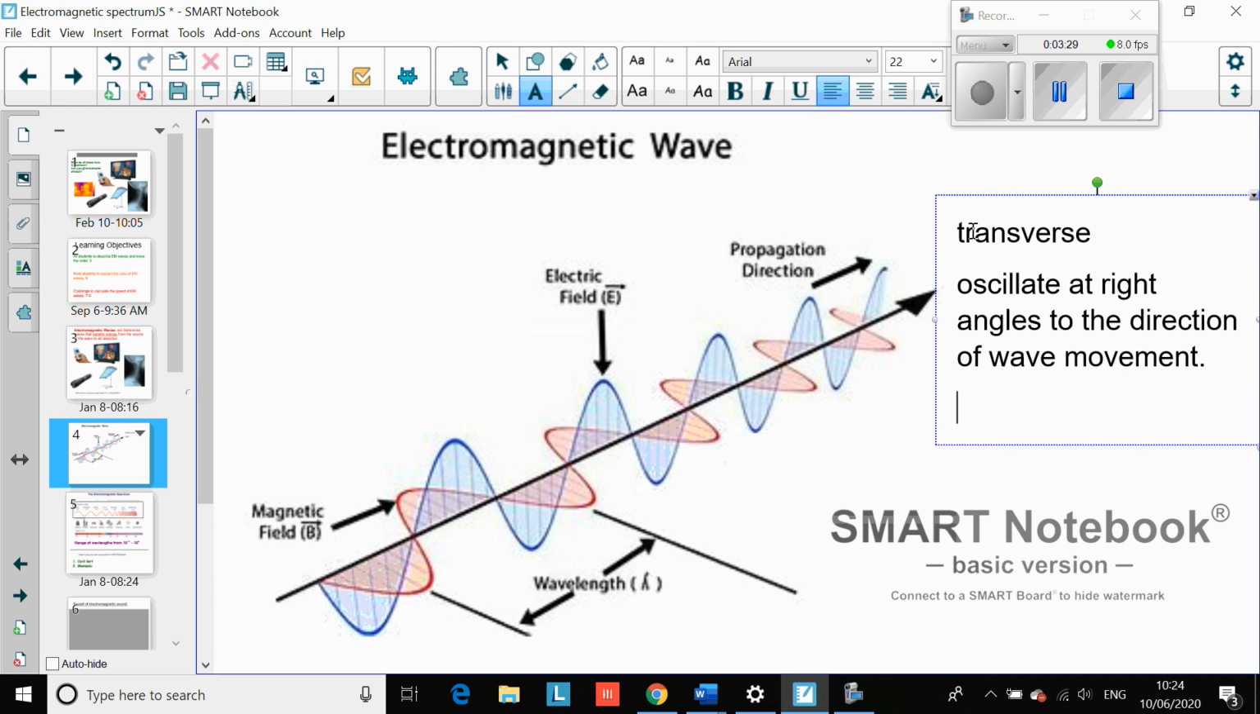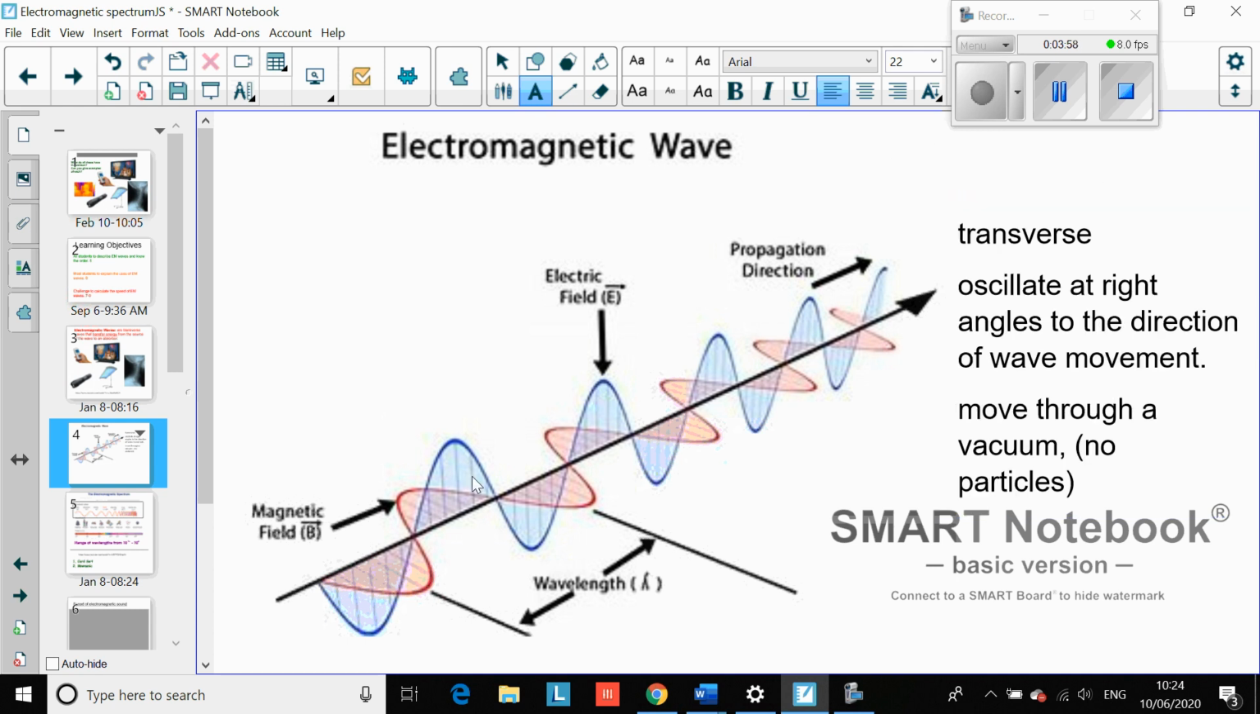They don't require particles. They don't oscillate particles, so they can move through a vacuum. That is how you spell vacuum, by the way. Those are the key properties. So I'm just going to put no particles. There you go. Quickly pause the video and write down the key properties of an electromagnetic wave. Do that now, please.